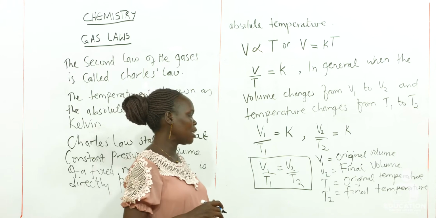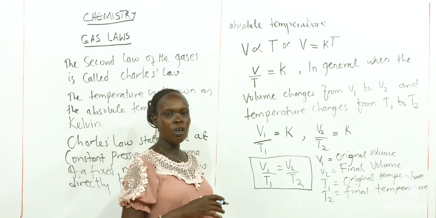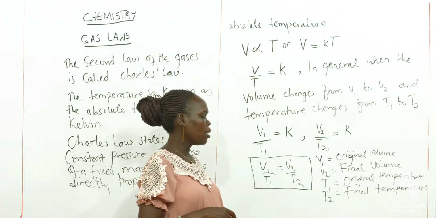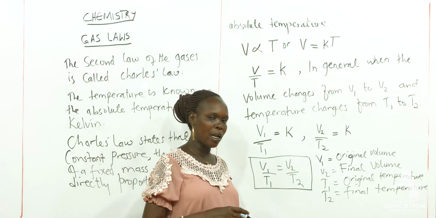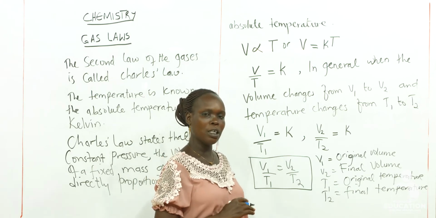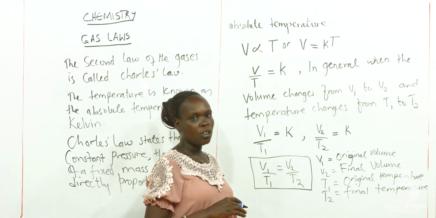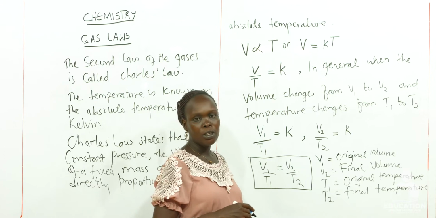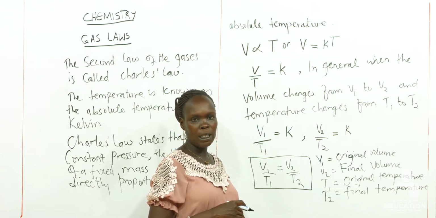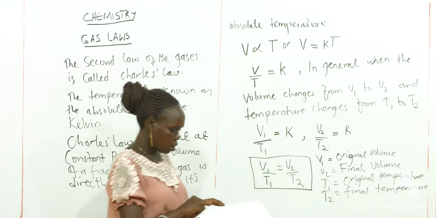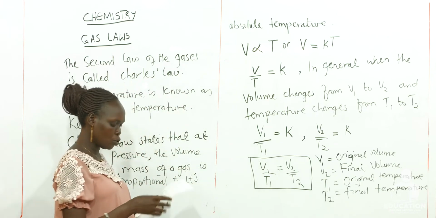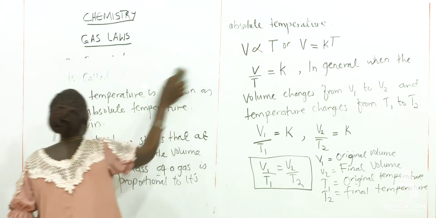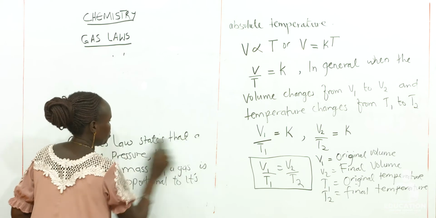So we need to remember the changes in the temperature and the volume. Volume 1 is the original volume. Volume 2 is the final volume. Temperature 1 is the original temperature, and temperature 2 is the final temperature. Remember that this is read in Kelvin, not in centigrade. So the unit for this temperature will be K, not C as we have for Celsius. So let us have an example here to show how we calculate the temperature and the volume for this matter.